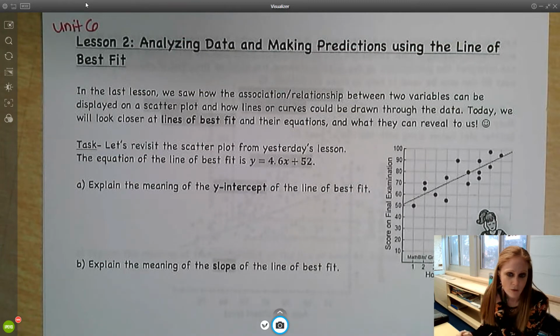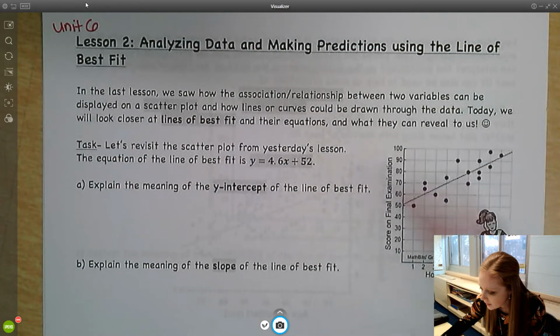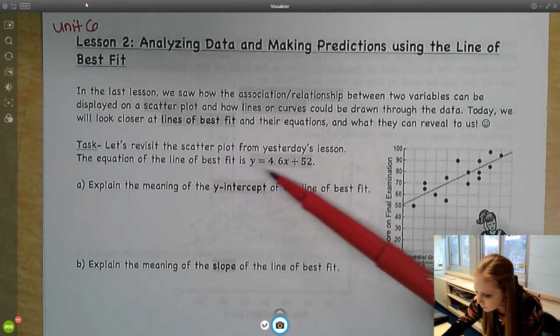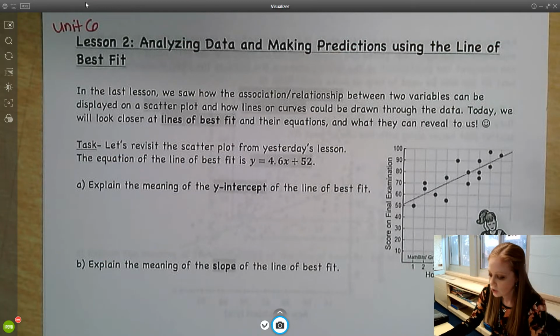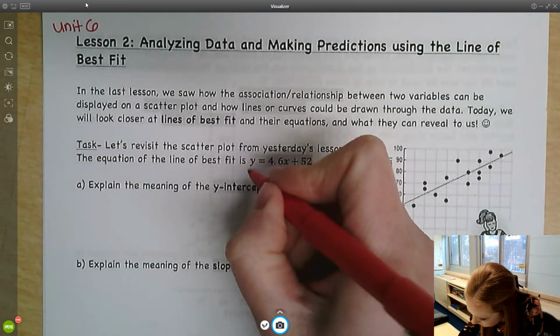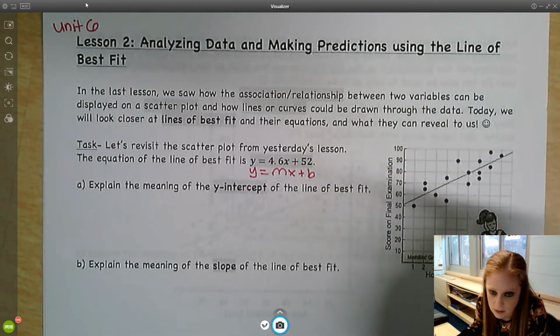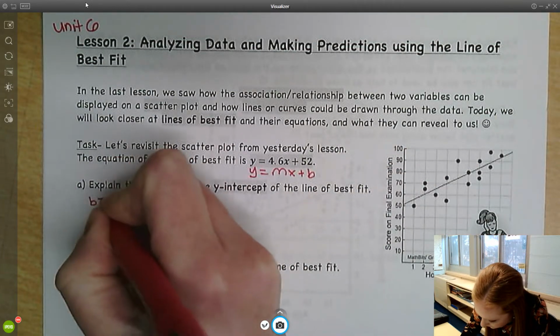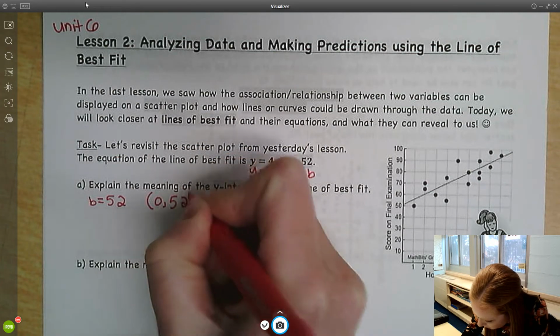So this is a graph from yesterday about how many hours you spent studying and the impact it has on your final exam score. The line of best fit is written as y equals 4.6x plus 52. So what is the y-intercept? Well, y equals mx plus b, so our y-intercept is 52, which would be the point (0, 52).